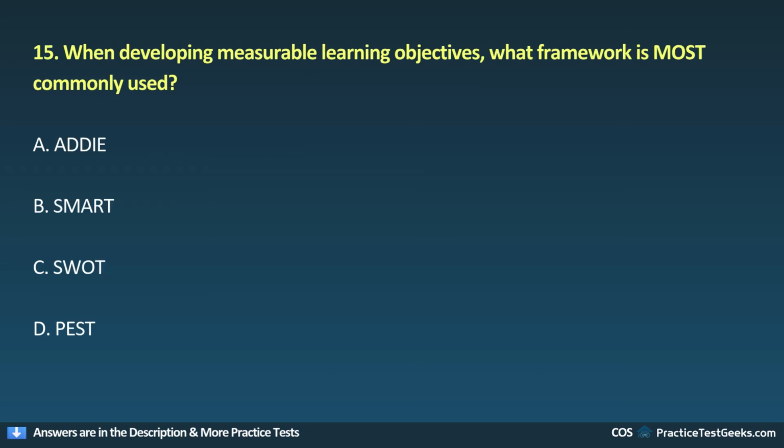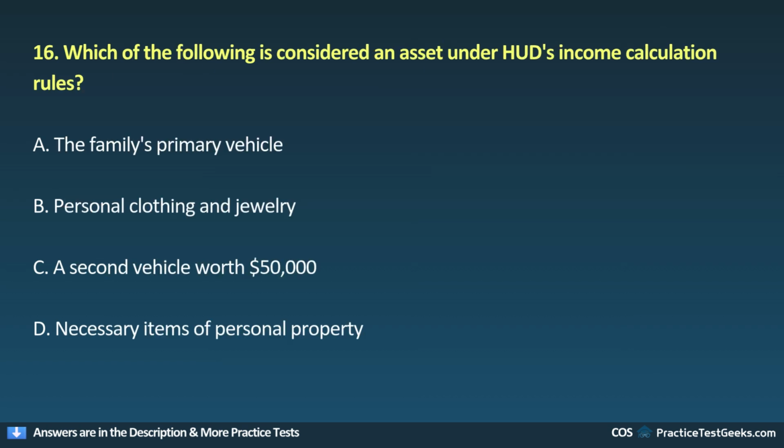15. When developing measurable learning objectives, what framework is most commonly used? A, B, C, D.